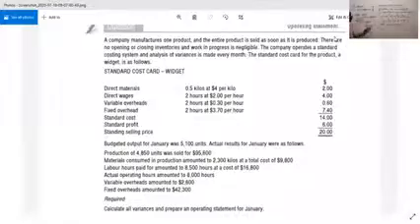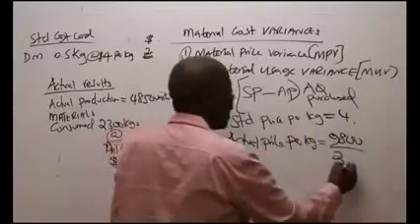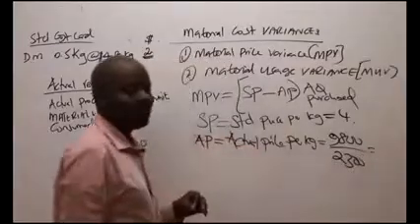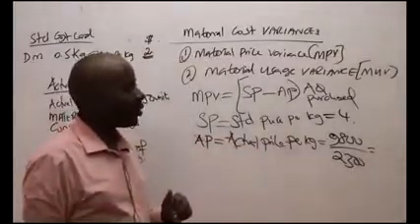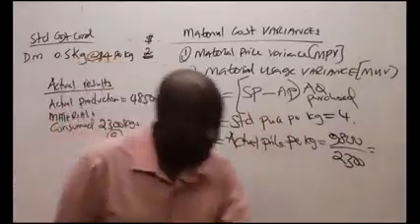So I would want to get the actual price of materials per kilogram from the actual results. The total cost is $9,800 for procuring 2,300 kgs. Therefore, the actual price per kilogram will be $9,800 divided by 2,300. We don't like getting the decimal. So please come and substitute now the figures that we have here. I can see the standard price.